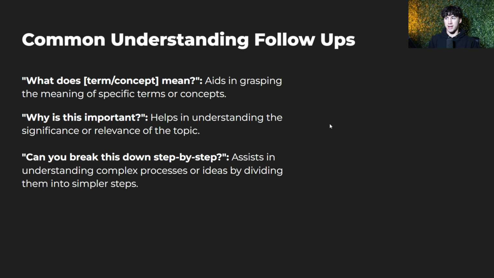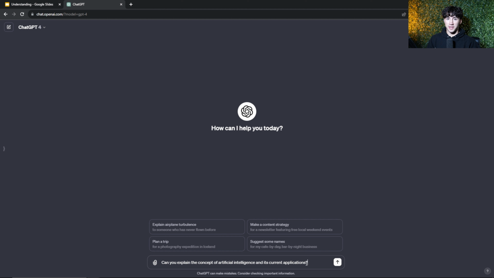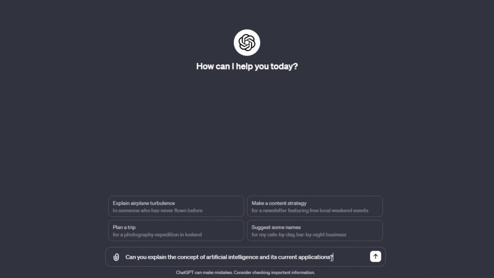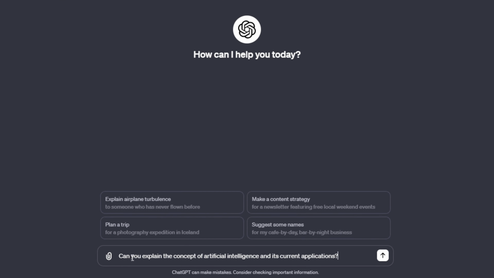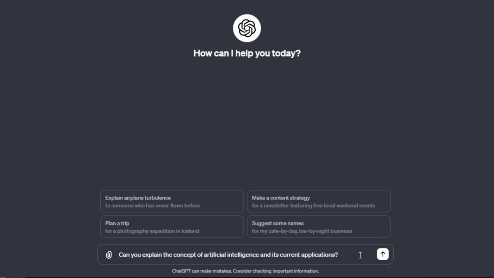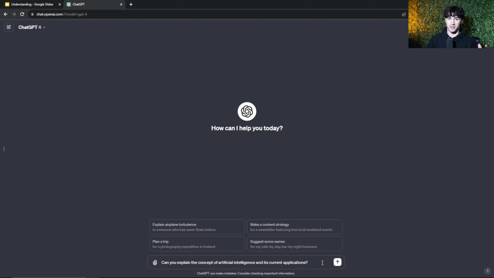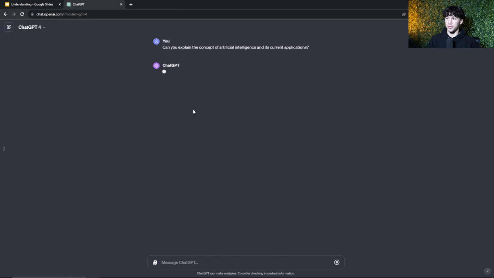So now let's jump into ChatGPT and actually put this to use. So let's say my initial prompt in ChatGPT that I want to get some knowledge generated for is, can you explain the concept of artificial intelligence and its current application? So something pretty basic and pretty broad that we can dive deeper into with understanding follow-up prompts. And we can help break down these complex ideas and topics and big words into smaller, more manageable ideas and concepts that we can actually grasp and retain. So I'm going to send off this message, my initial prompt, to ChatGPT.